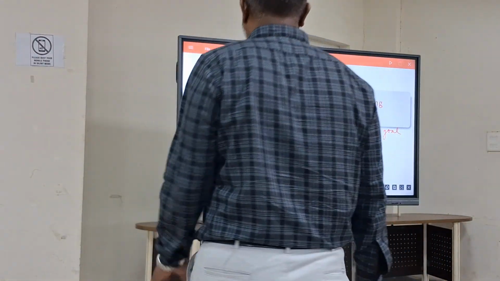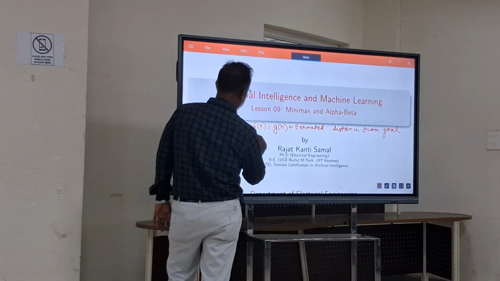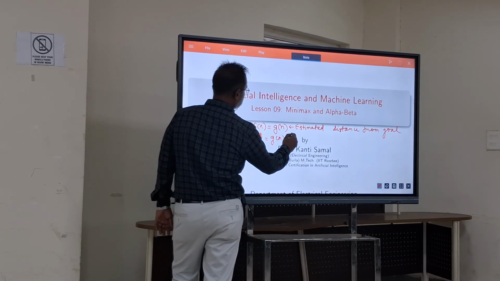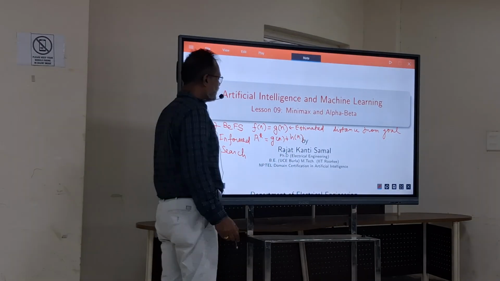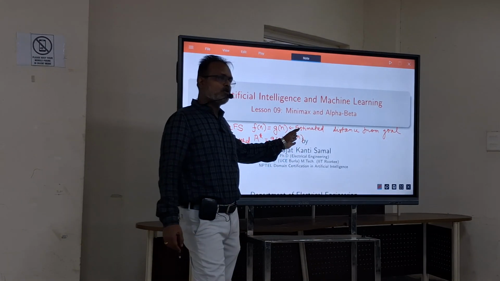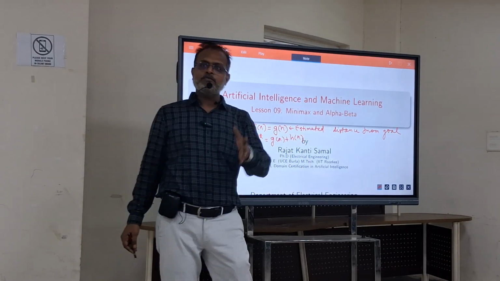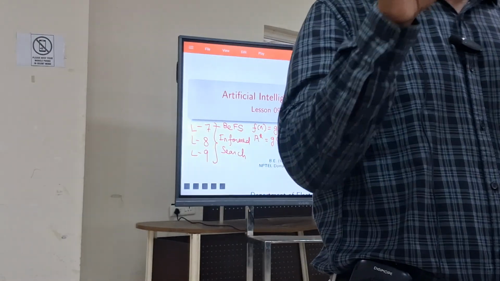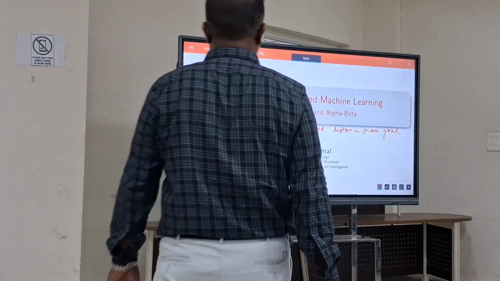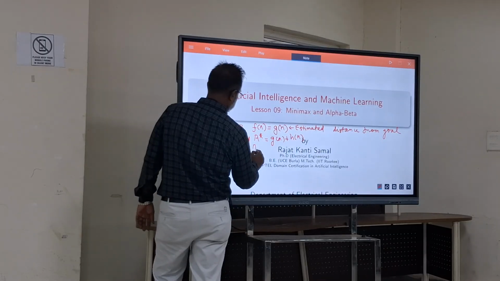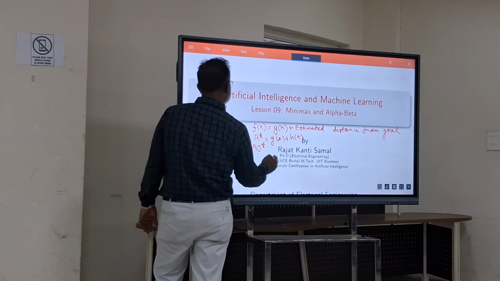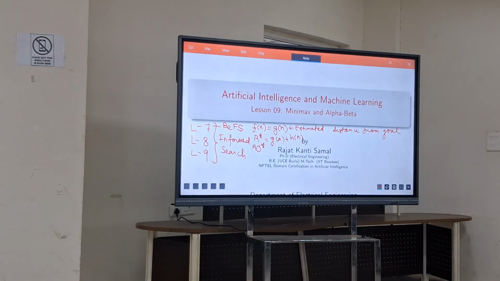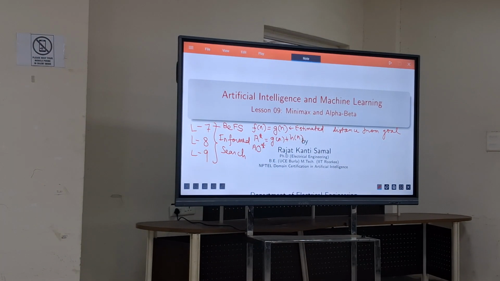Whereas in lesson 8 we first discussed the A star algorithm, which says Gn plus Hn, where Hn is the heuristic value of the node, that means the distance from the goal, and Gn is the cost of the path. Another application of A star is AO star, where we see the problem in terms of an AND OR graph.